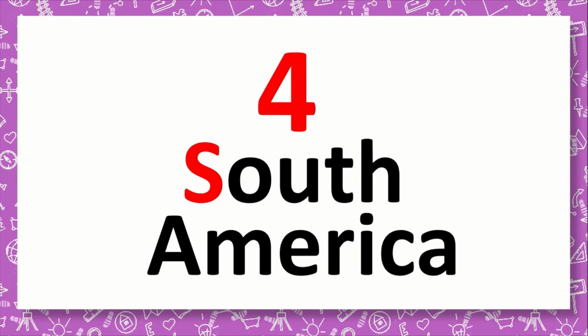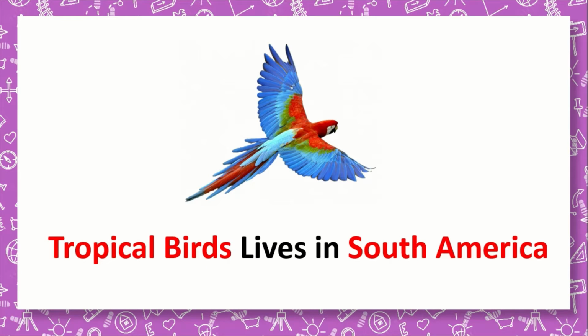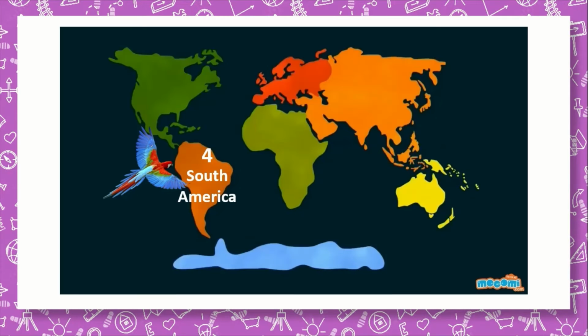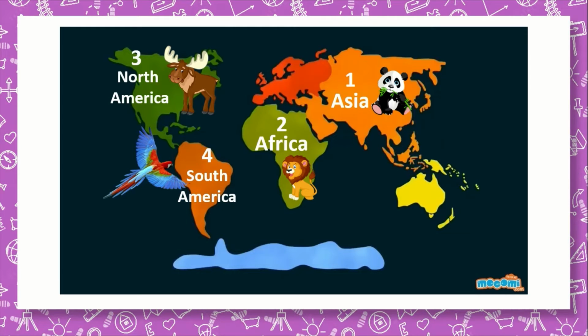But first, let's see what lives in South America: tropical birds. Tropical birds are full of colors and they live in South America. Tropical birds live in South America, number four. It's underneath North America because it's called South. So it's down. So number one is Asia with the panda. Number two is Africa with the lion. Number three is North America with the moose. Number four is South America with the tropical birds.